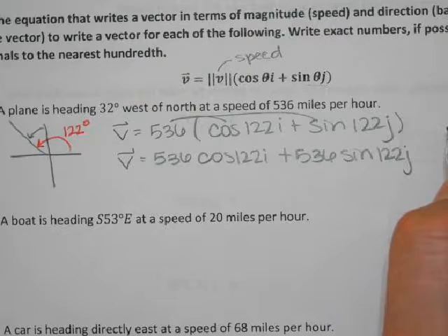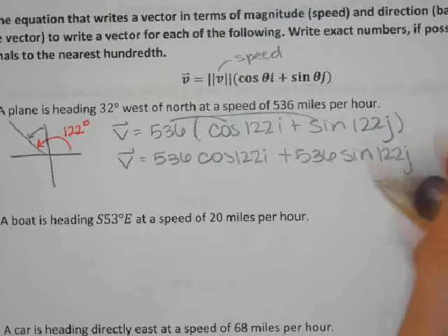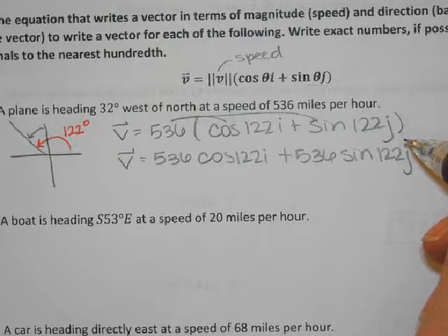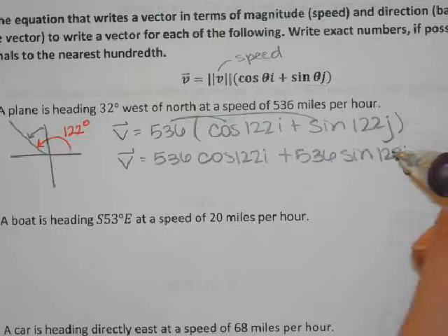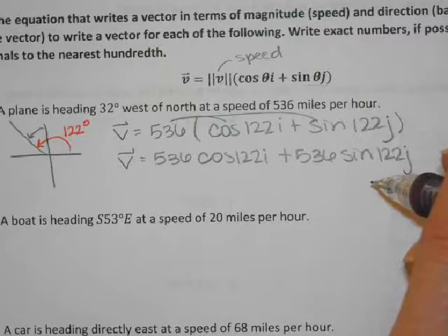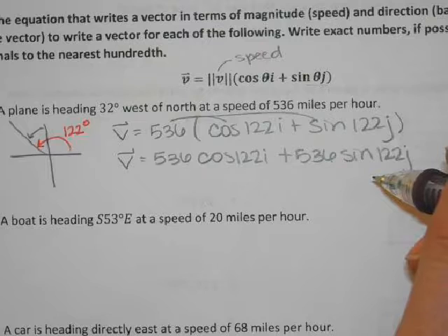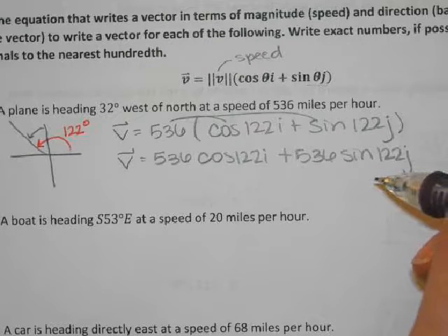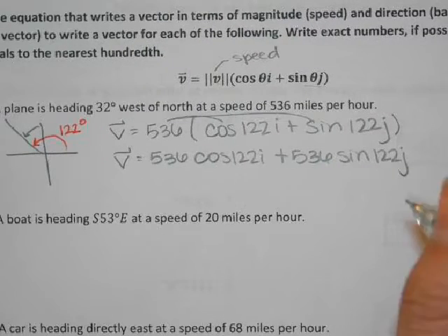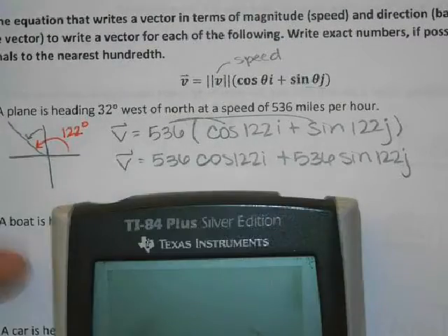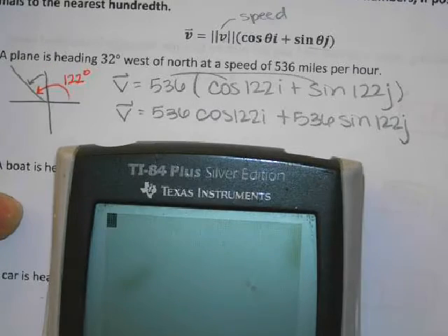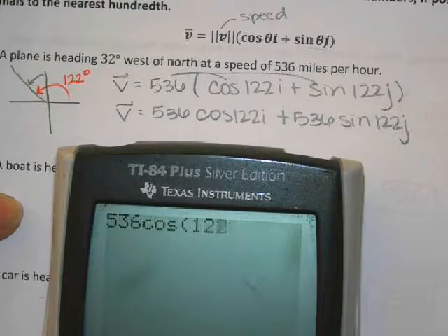If you were looking at the problem and you recognize the angle as being one that shows up on the unit circle, then for this type of assignment you should simplify the problem. But when we're looking at this, 122 degrees does not show up on the unit circle, and so that means this particular problem is definitely a calculator problem. All right, so we're going to grab our calculators. We're going to make sure that we're in degree mode. We're going to type 536 cos 122.